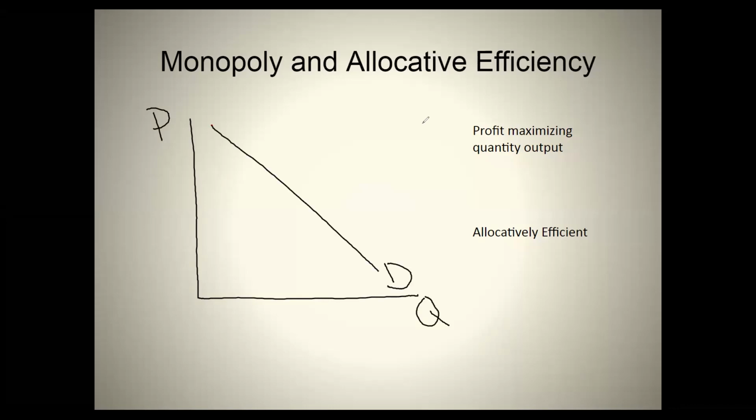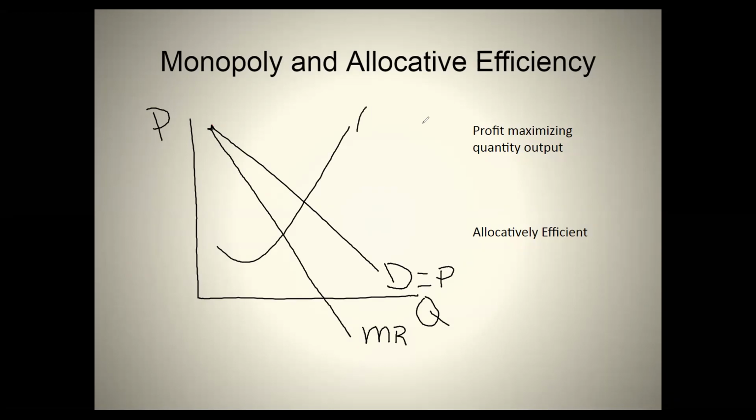Is demand equal to marginal revenue? No. Marginal revenue falls below the demand curve because as they increase output, they have to lower the price. But the demand curve is the price curve. Here's our marginal cost curve, our supply curve, more or less, right?